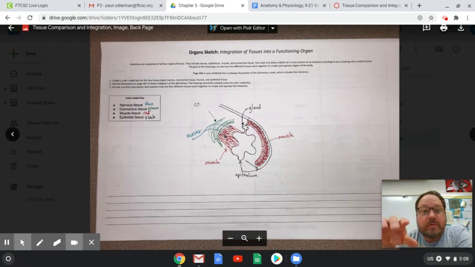We'll walk through what to do for the sketch, and if you stick with it, I'll walk through to help you sort of know what to write for this.